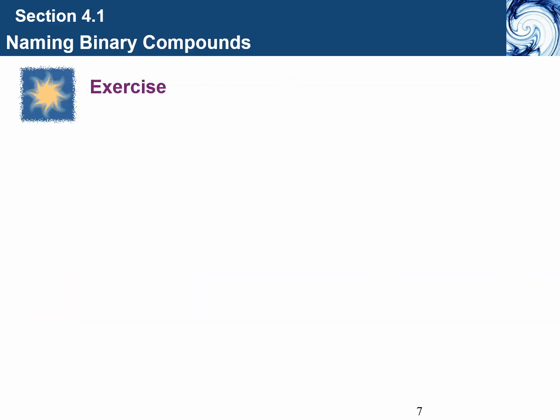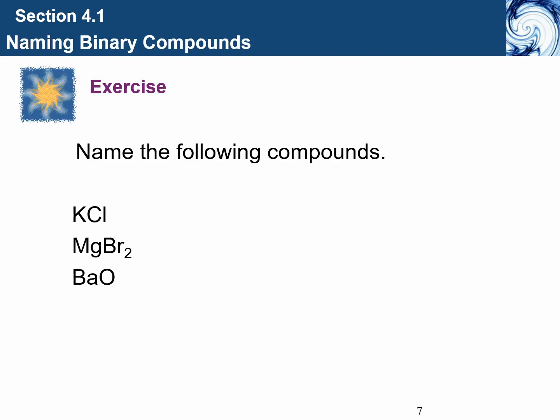Exercise time. Let's name the following compounds. We have KCl, we have MgBr2, and we have BaO. Let's try to name these. I'm going to give you a little secret. They're all going to be type 1. And now I'm going to pause it because Wayground will make you do it.